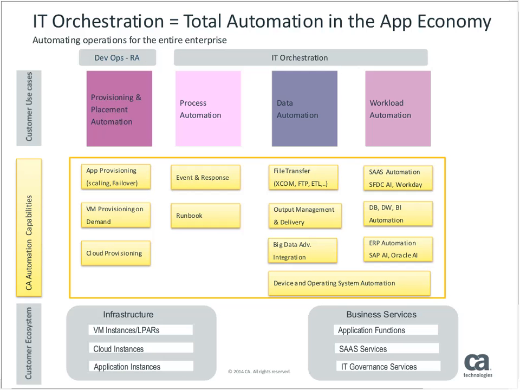And then we look at workload. We're going to have to look at SaaS automation, Salesforce, AI, and Workday AI. We'll continue to invest in DB, DW, BI automations, ERPs with SAP, Oracle integrations. And then device and operating systems automation.